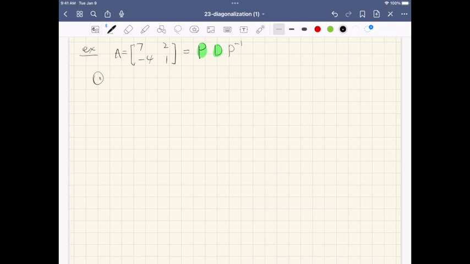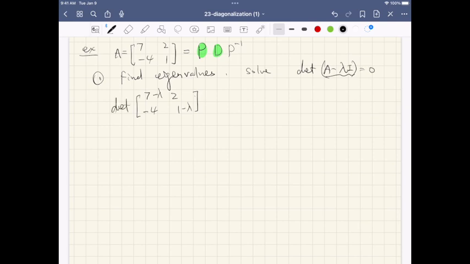First, I want to find the eigenvalues, the spectrum, which means solving determinant of A minus lambda I equals 0. So what is A minus lambda I? You first copy A, and for each diagonal entry you subtract lambda, and then take the determinant. This is what you want to solve. For a 2 by 2 matrix, we do the multiplication and take a minus.